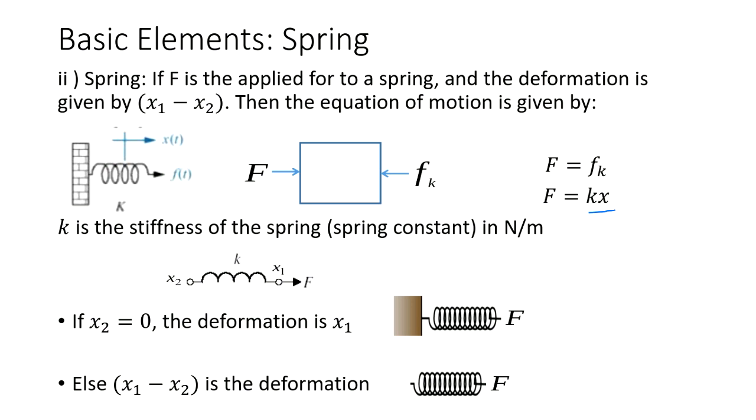Now, in some situations, you will have the spring such that both ends can move, x2 and x1. Then we know the extension is going to be x1 minus x2. So this is that case. But if x2 is 0, then it is only x1. So here it is k x1, or here it will be k times (x1 minus x2). Remember, x is just displacement. Is it okay?